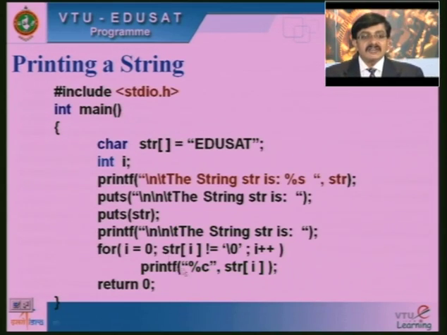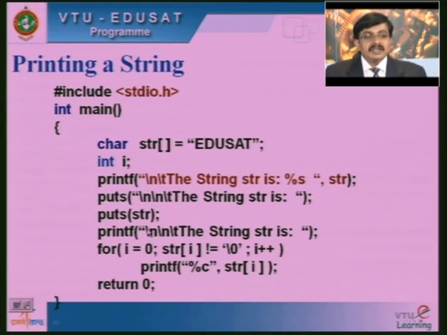But when you are using this unformatted output statement to print a string, here you are displaying a message, the string str is, and then after that you are printing puts(str). What is there in str? Edusat is the string you are storing in str. Again, puts takes just the name of the character array. The name of this character array is str. So it takes the name of the character array as a parameter and displays the string stored over there. So, here you will be printing Edusat.